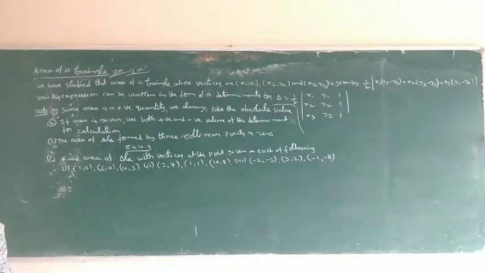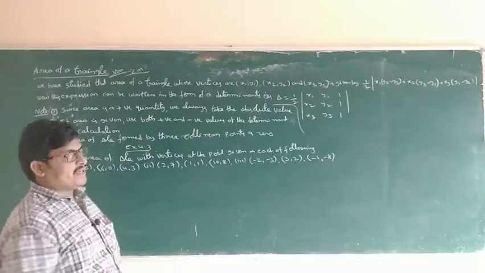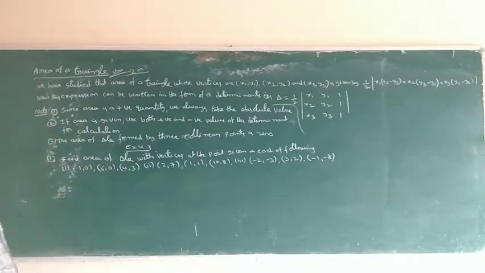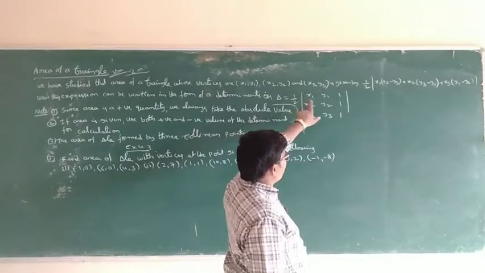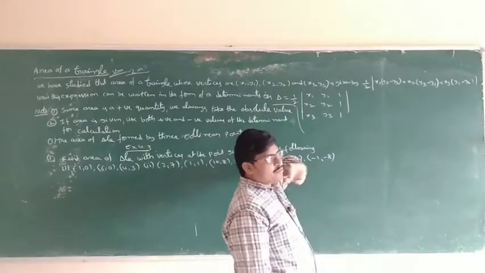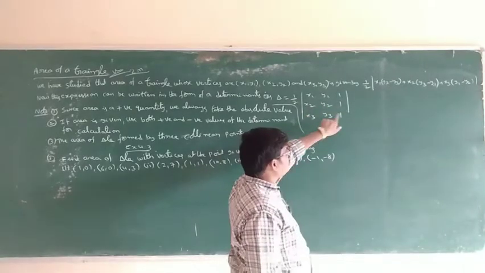What is the chapter? Determinants. So, in determinants, the area of the triangle formula, the already basic formula, is written in the form of a determinant. How to write it in determinant form? Delta is equal to 1 by 2 into the determinant with first row x1, y1, 1, second row x2, y2, 1, and third row x3, y3, 1.